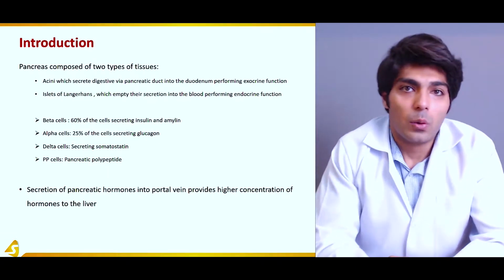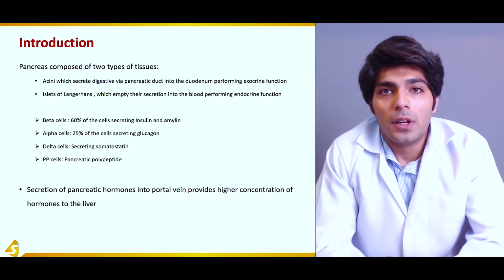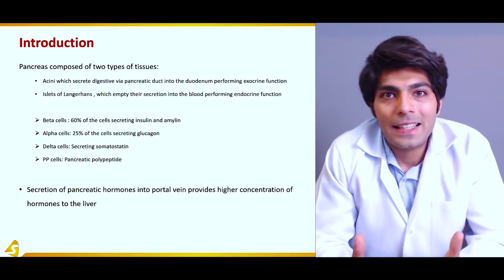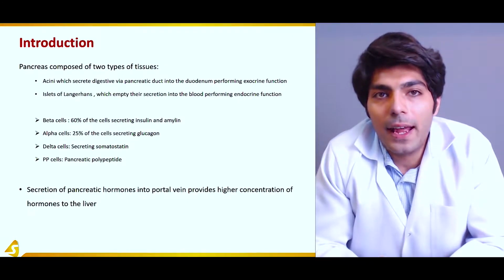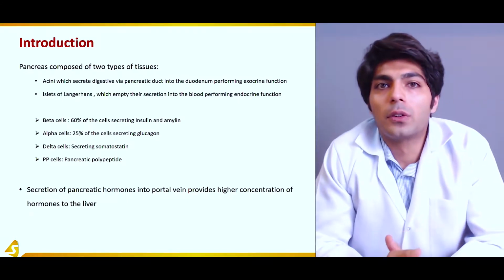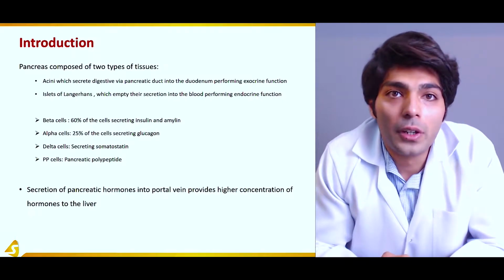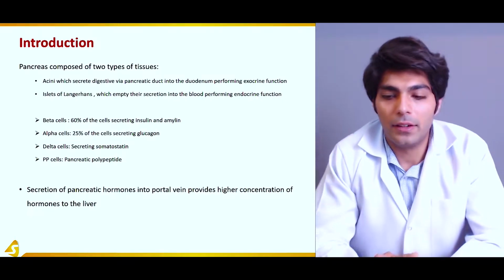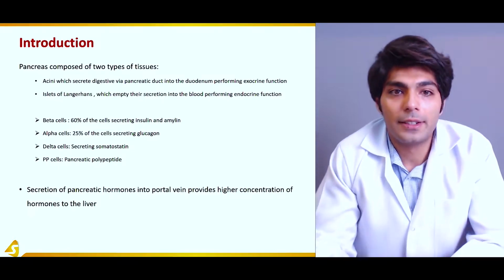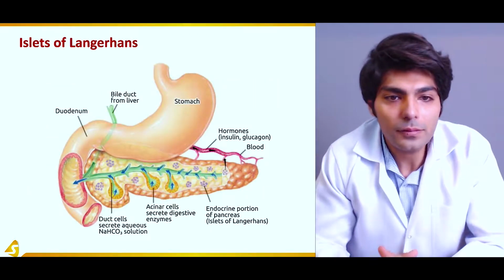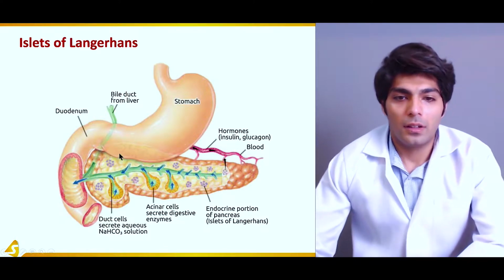Secretion of pancreatic hormones into the portal vein provides a higher concentration of hormones to the liver. For example, when the glucose level is increased in the blood, insulin is secreted and it directs the flow of glucose into the liver, where it is stored as glycogen, which we will be discussing in detail in further slides.